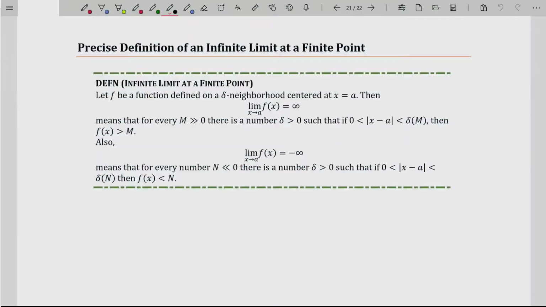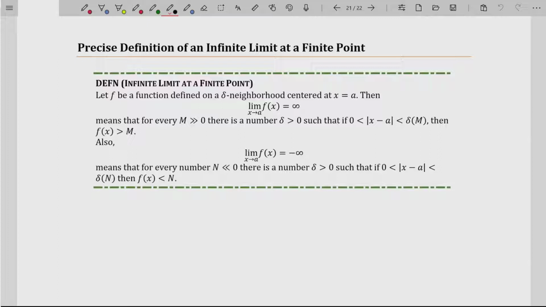Hello, my name is Roy Simpson, professor of mathematics at Cosumnes River College in Sacramento, California. And this is the last in a series of lectures on the precise definition of a finite limit at a finite point. However, you can see on the screen right now, we're actually growing that definition to be the precise definition of an infinite limit at a finite point.